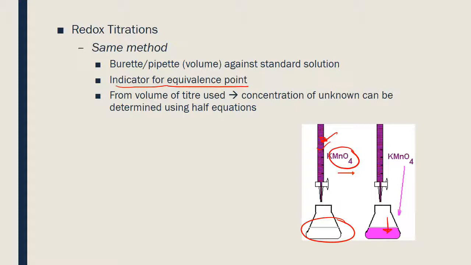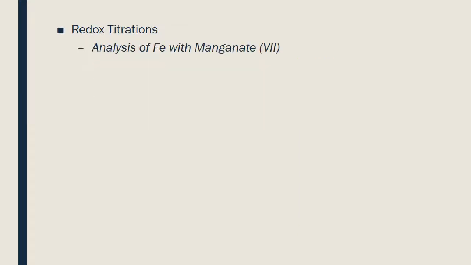From the volume of the titer used, so what was in the burette, you can therefore find out the concentration of your unknown through the use of the mole equations. And that's where we're going to go through 3 examples that IB wants you to know. The first example we're going to look at is analysis of iron with a manganate 7 ion.